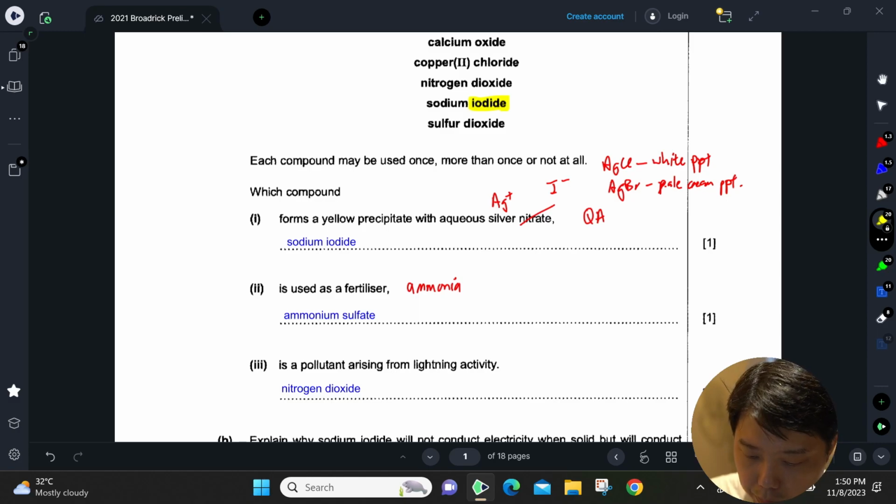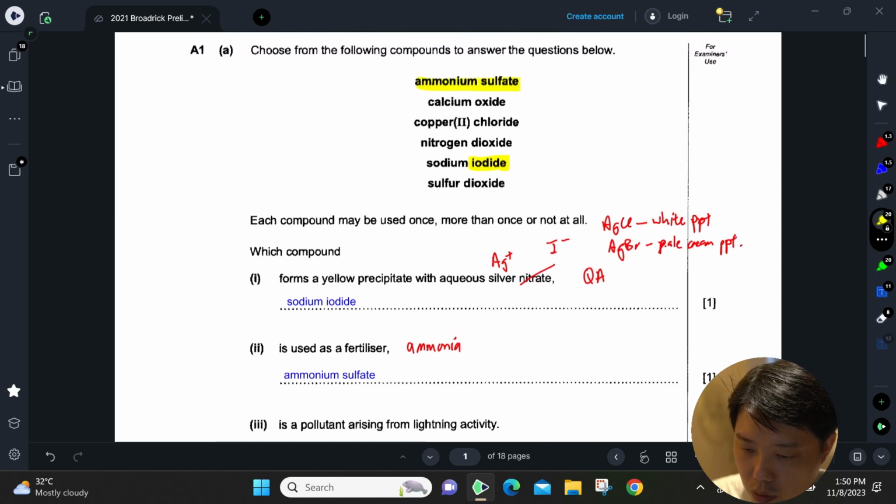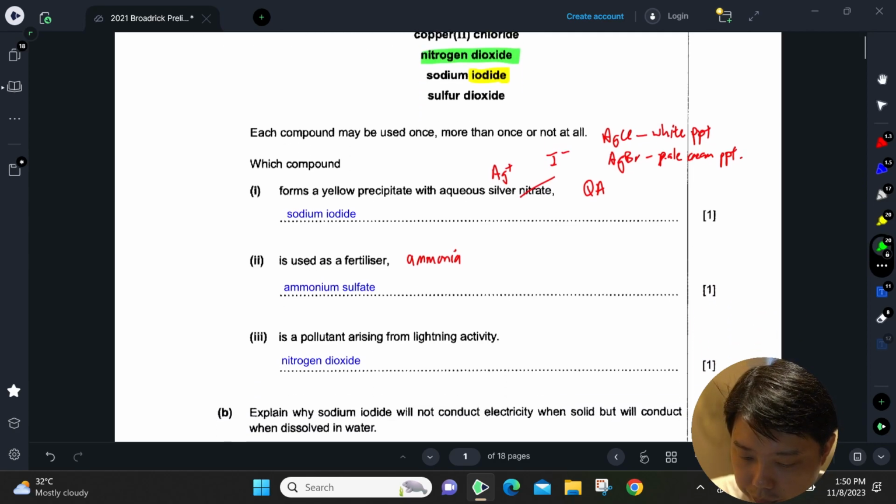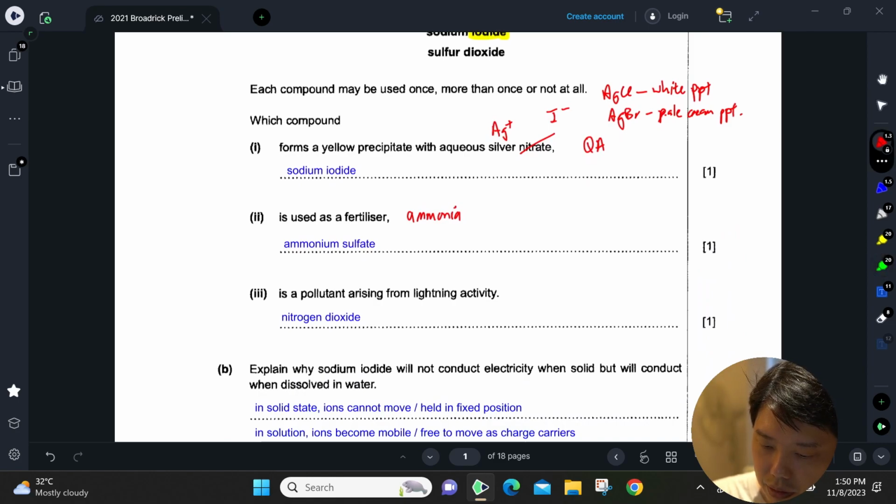Which compound is a pollutant arising from lightning activity? Lightning activity will actually cause the nitrogen in the air to be fixed, so-called, and then it reacts with oxygen to become nitrogen oxide. If you look at the whole list, it does look like we only have one nitrogen oxide right here, nitrogen dioxide. So this is probably from the chapter on atmosphere. So for these three questions you got to have knowledge from these three chapters so that you can answer these questions.